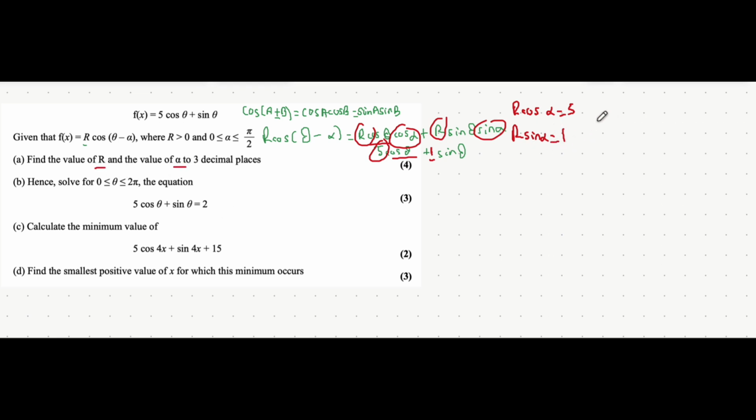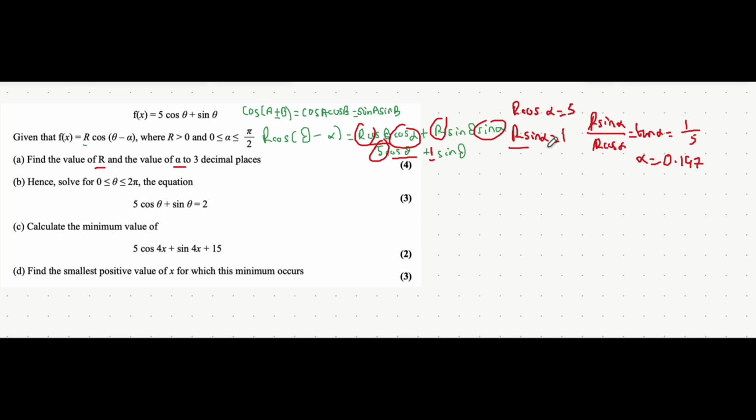To get the value of alpha, I'd recommend you do R sine alpha divided by R cos alpha. The reason for that is because the R's will cancel out, and you'll be left with tan alpha, and that will be equal to 1 divided by 5. If you do the arctan of both sides, you'll get the value of alpha. Do remember to put your calculator in radians mode, by the way. So arctan of 0.2 is equal to 0.197. Let's write it out to 3 decimal places: 0.197.